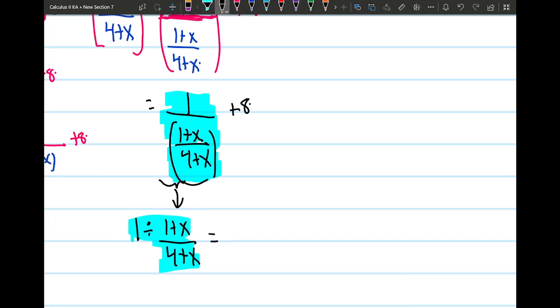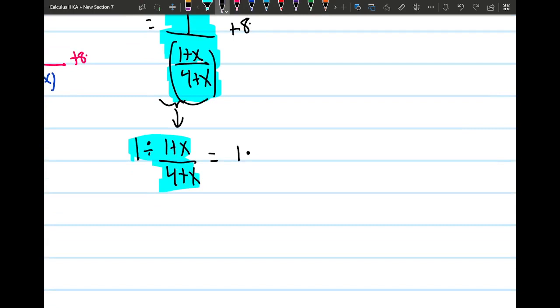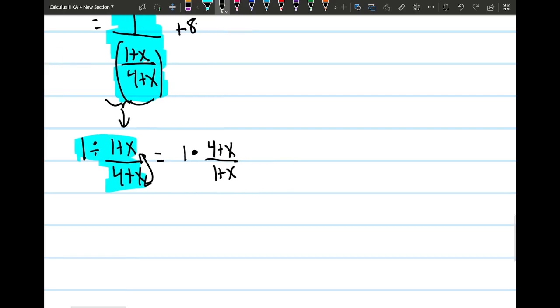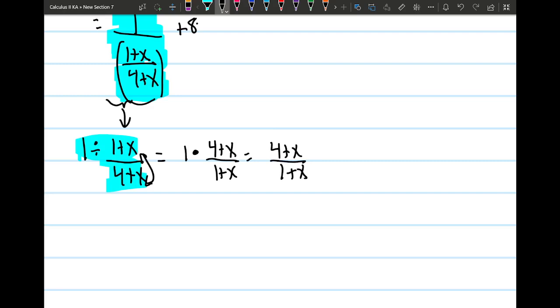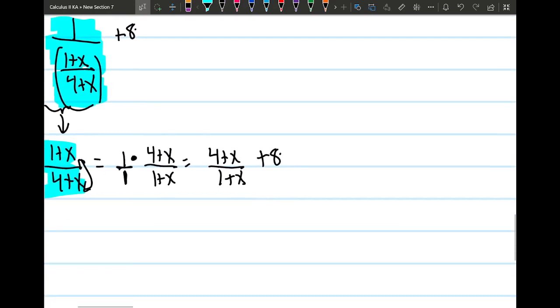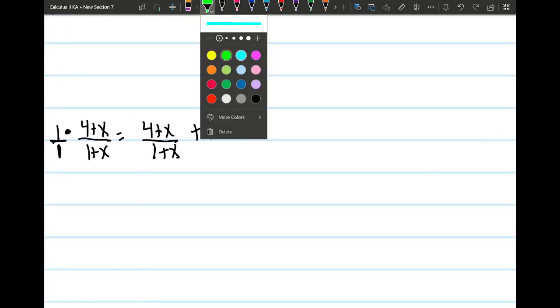And this is going to be the same idea as the division of two fractions. You keep the first part, so it's just 1. You change this to a multiplication, so times, and then you're going to flip this over. So 4 plus x over 1 plus x. So just know that there's a denominator of 1 there. And then plus 8. So now we need to go ahead and get the common denominator.